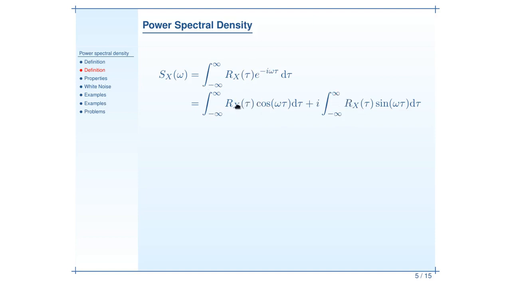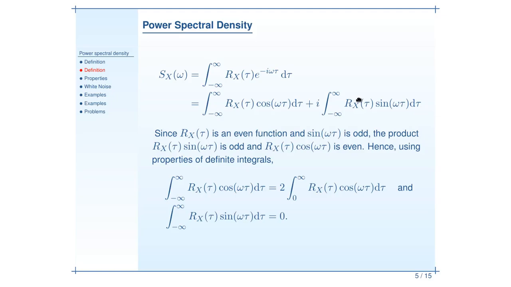This is Rx(tau) into cos omega tau. This is Rx(tau) into sin omega tau. So this is the real part, and this is the imaginary part. So the Fourier transform is a complex number. It's a complex function. There is a real part and an imaginary part. But let us see whether we can further simplify this expression.